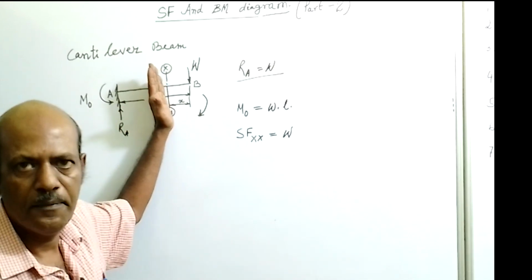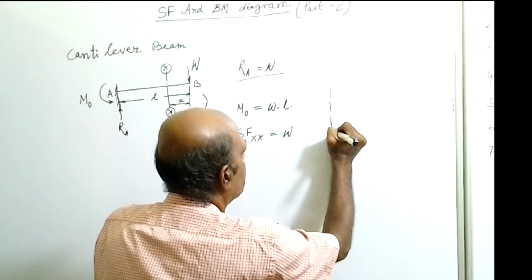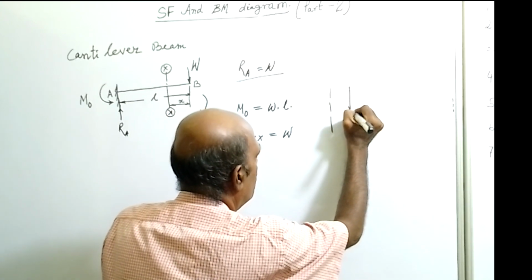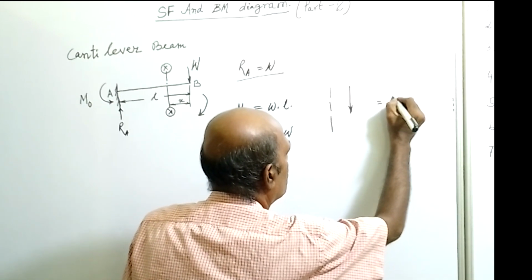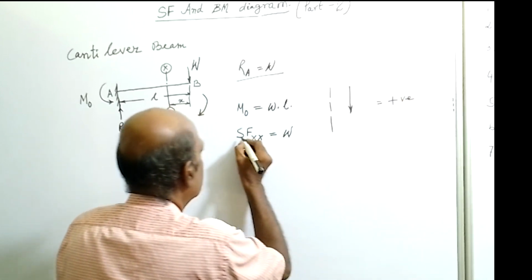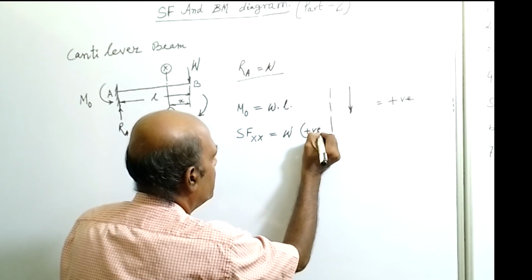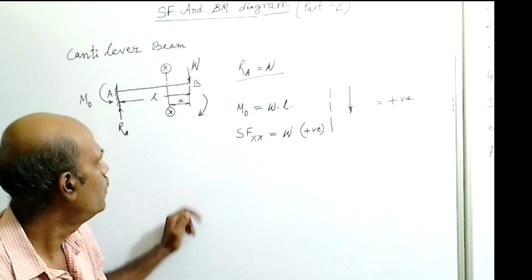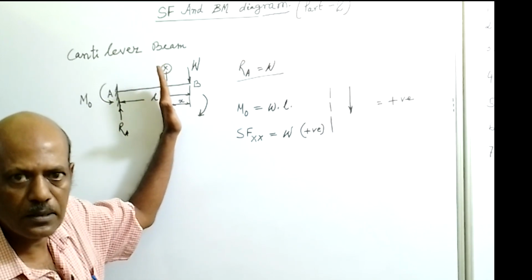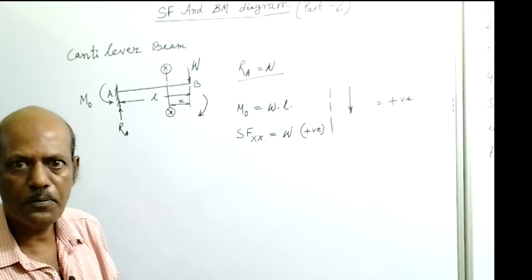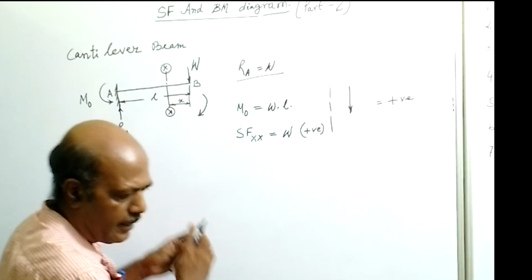Also we have seen the sign convention. If this is the section and the right side load is acting in the downward direction, then the shear force will be positive. So the shear force at XX is equal to W, that is positive. If the load is acting downward at the right side of the section considered, then that shear force will be positive.